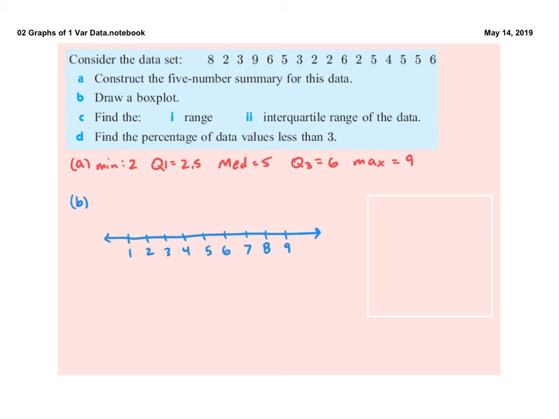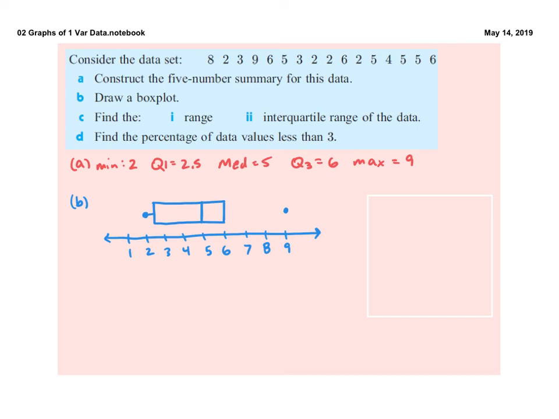Okay, so your box plot hovers above this line. It doesn't go on the line itself. So my minimum is 2, so I'm going to put a little dot there. My quartile 1 is 2.5, which let's say is about right there. My median is 5, and my quartile 3 is 6, and my maximum is 9. So here's my box.